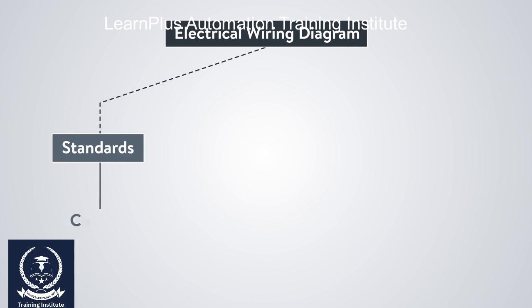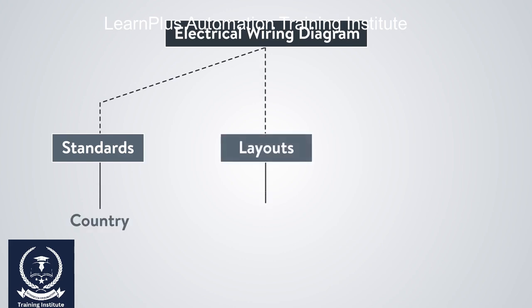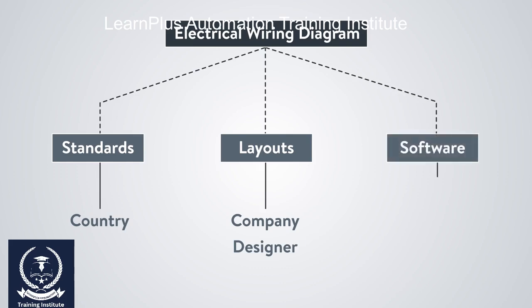Wiring diagrams may follow different standards depending on the country they are going to be used. They may have different layouts depending on the company and the designer who is designing that. They also may be drawn by different ECAD software such as ePlan or AutoCAD Electrical. So, when you see a wiring diagram for the first time, you may need some time to analyze it and become familiar with its layout and symbols.